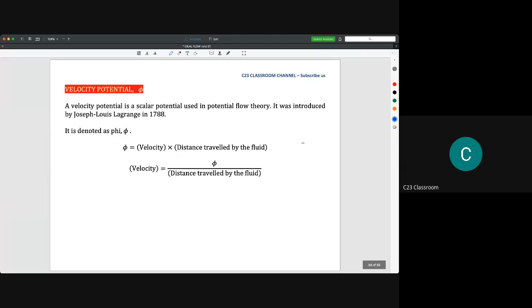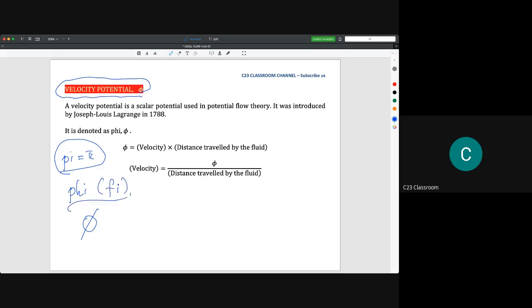Now, we would like to introduce you to the velocity potential. The velocity potential is written as phi. PHI is phi and PI is pi. Please be careful: pi, PI, and PHI is phi. The sound is phi. We do not write it as FI, we write it as PHI.